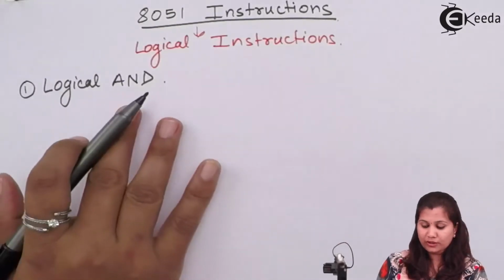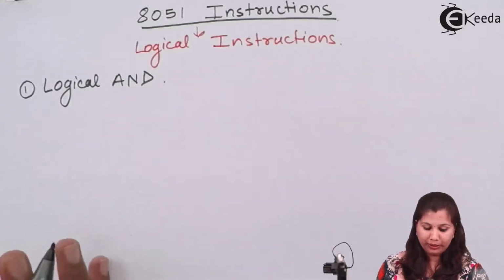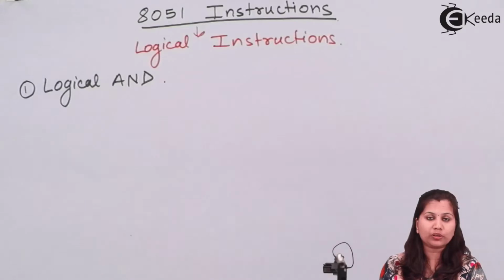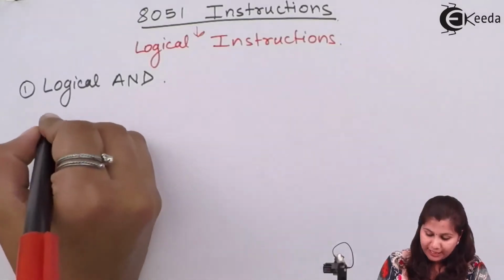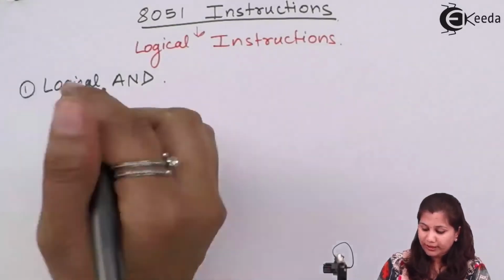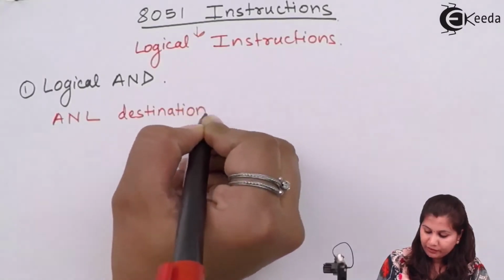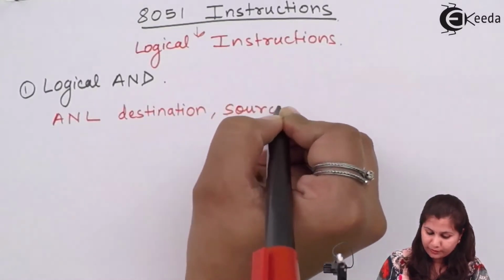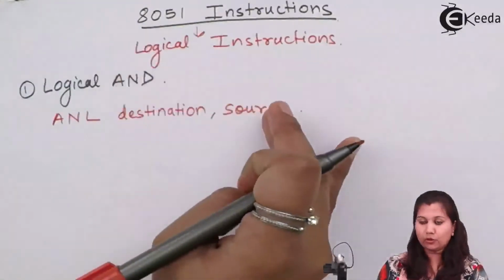This instruction performs the logical AND operation on two 8-bit numbers. We have two 8-bit numbers: one is stored at the source location and one is stored at the destination location. For this logical AND instruction, the mnemonic, that is the code in 8051, is ANL. The format is, first we write the destination location, then we write the source location. The destination will have an 8-bit number, and the source will also have an 8-bit number.